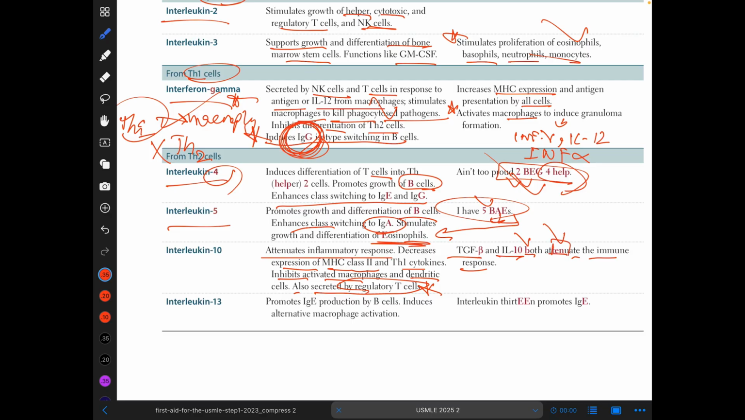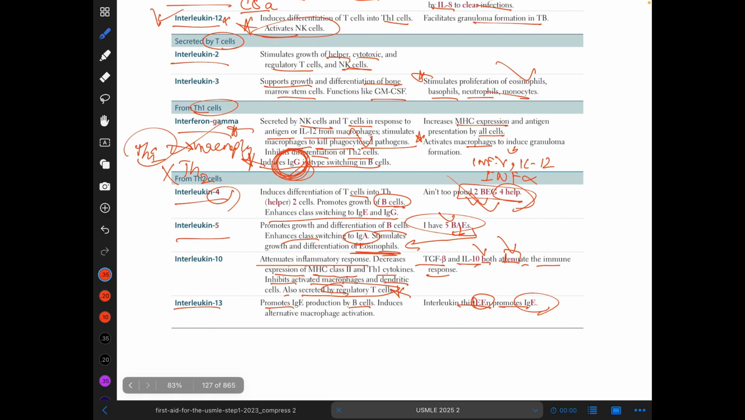This stands for interleukin-10. Interleukin-13 promotes IgE production by B cells and induces alternative macrophage activation. Interleukin-13 doubly promotes IgE. That's easy by the mnemonic only.